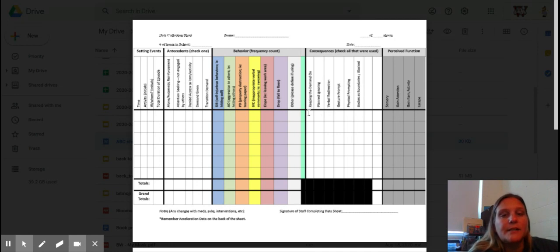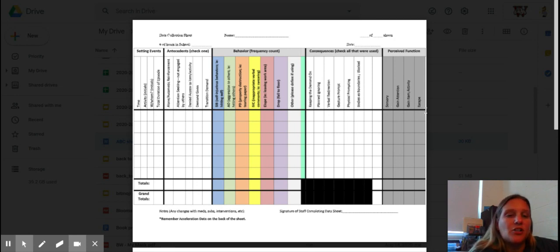The consequences, this is what we have done after the behavior occurred. Did we keep the demand on? Did we use planned ignoring? Did we use verbal redirection? Did we prompt them in any way? Did we block access to things? That's what that looked like.